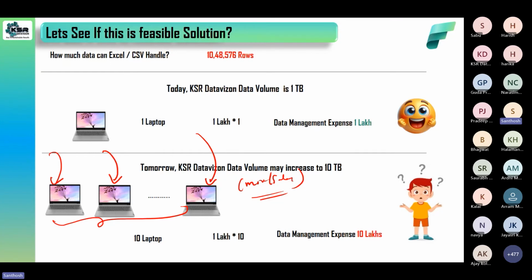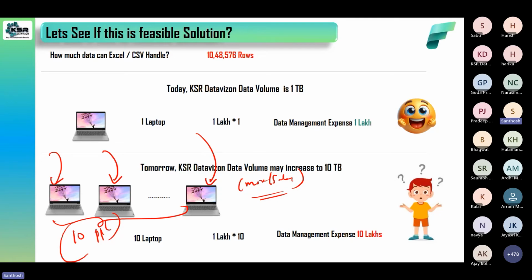I hope you know Ramayana and Mahabharata. In Ramayana, even if you take Ravana, he has 10 heads, not 10 hands. Now, who is going to operate these 10 laptops for Santosh and KSR? I cannot handle these 10 laptops. I need to hire 10 people to operate this, right? So the expense is going to be more.